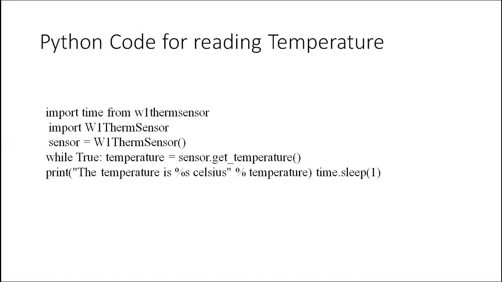Now, using sensor, we can call the method called get_temperature. So sensor.get_temperature reads the temperature from the environment where the sensor is fixed. The get_temperature method reads the temperature, and that temperature will be stored in the variable temperature.